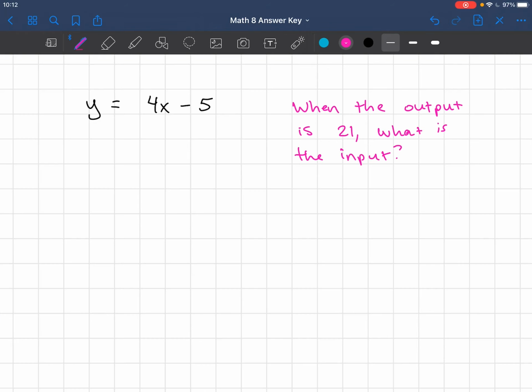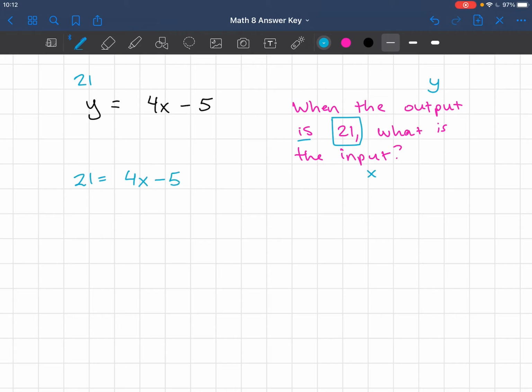So let's try this again, and this time we don't have a graph. We're told when the output is 21, what is the input? Again, we have to remember output is y, input is x. And from there, again, we're just going to plug in the value 21 for y. So we'll now have the equation 21 is equal to 4x minus 5.